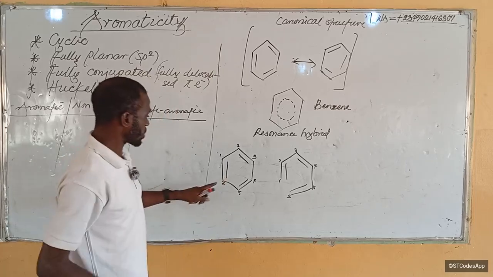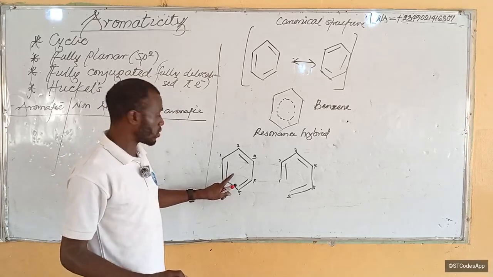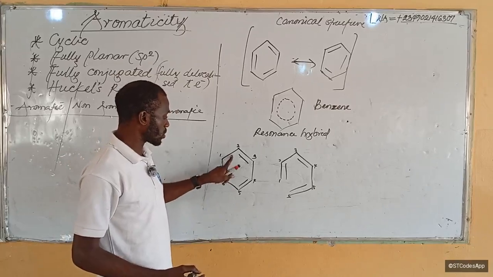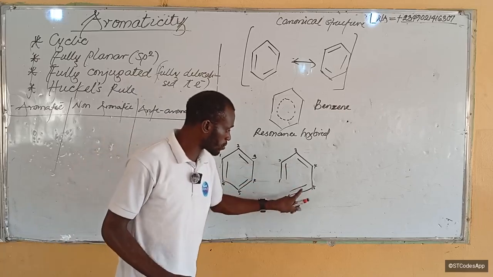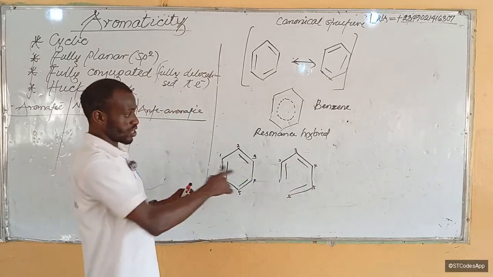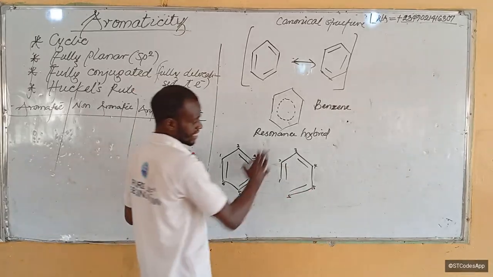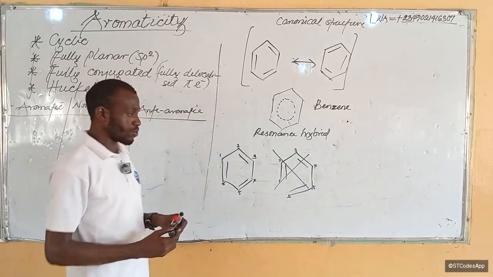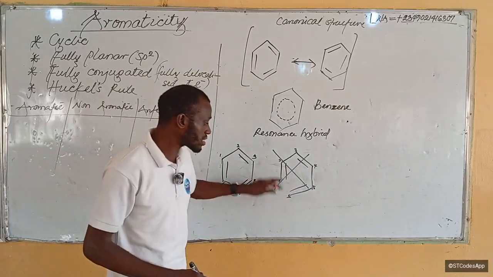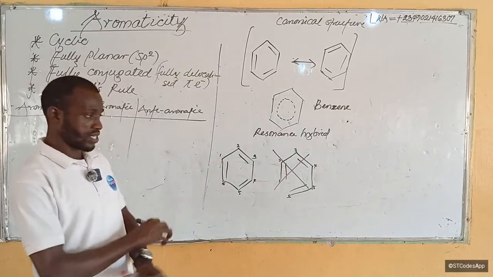Why? Because it has alternating single and double bonds: single, double, single, double, single, double, single. Here also we have double, single, double, single, double. You understand now? There is conjugation here also, but it is not cyclic. So this molecule is not aromatic. You know why? Because it is not cyclic. Once it is not cyclic, it is not aromatic.